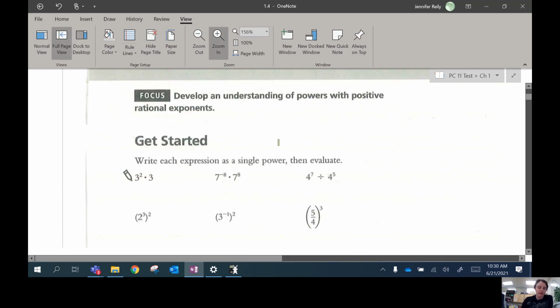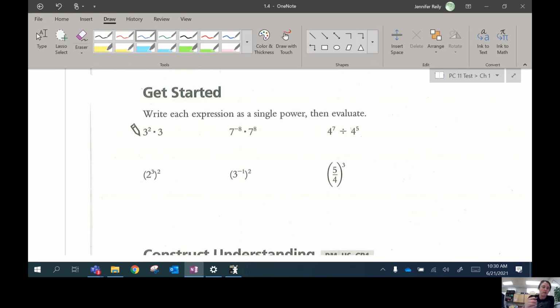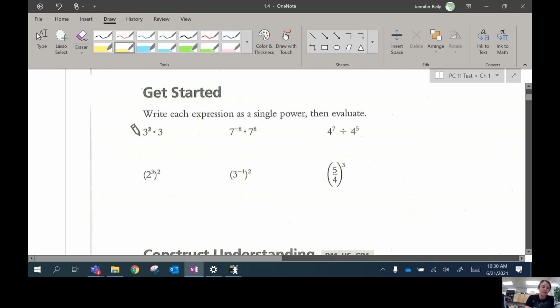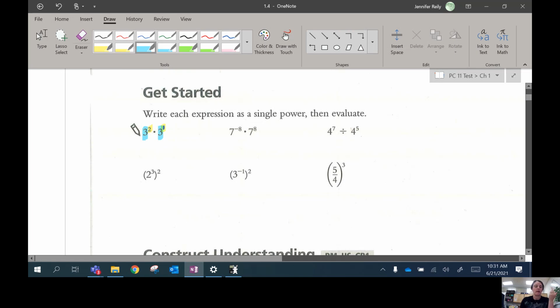The first one is 3 squared times 3. Just a quick reminder, the little 2 here is called the exponent, and it indicates how many times you want to multiply the base, which in this case is 3. If there's no exponent written there, there technically is. If it's a 1, sometimes we don't write the 1, but there is always an exponent on every number. And if you don't see it, it's just a 1.